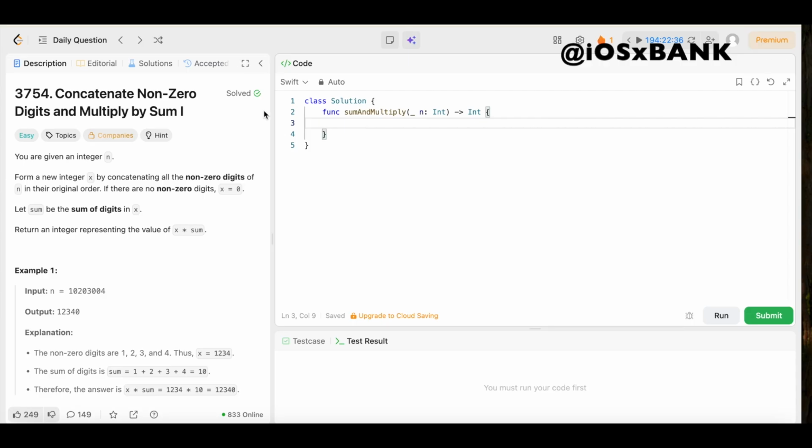And today we have question number 3754, concatenate non-zero digits and multiply by sum 1. The difficulty level is easy, so don't worry because you already know we're going to keep the solution as simple and easy to understand as well.